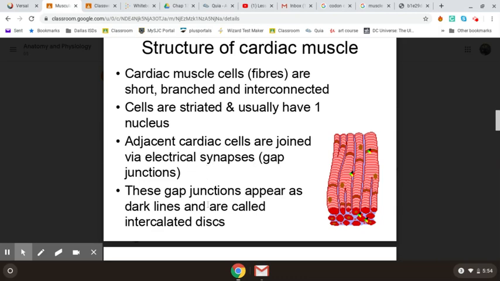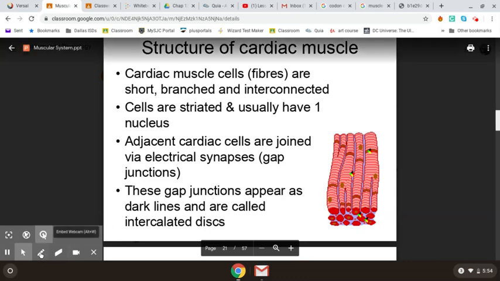And we call these spaces in between our cardiac cells intercalated discs. That's the second thing that's very important when talking about cardiac muscle. The first thing is that they're branched. The second thing is that they have intercalated discs. Only cardiac muscle has intercalated discs. You can see them in the picture here, these dark lines. Those are the areas where the cardiac muscles are joined together with these electrical synapses, where electrical impulses cross from one cell to the next. That's going to keep the timing of the heart correct, because if the timing of the heart is incorrect, then you might not pump blood around your body properly.